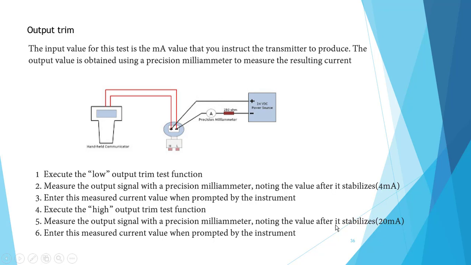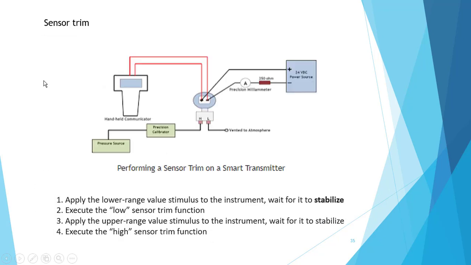Note the value after it stabilizes, which is 20 mA. Enter this measured current value when prompted by the instrumentation. Okay. This is called output trim. This is called sensor trim. First is the sensor trim, then is output trim.